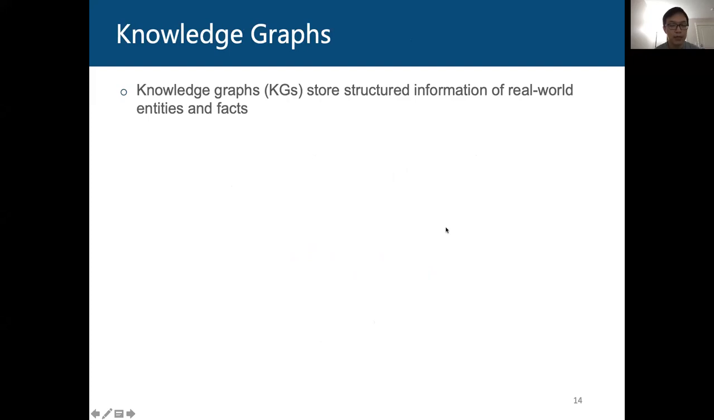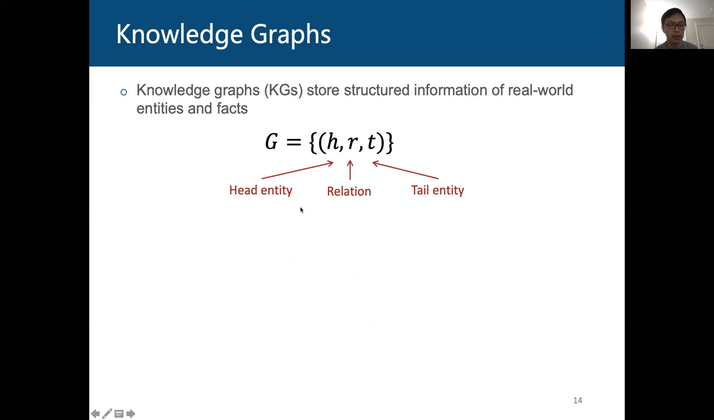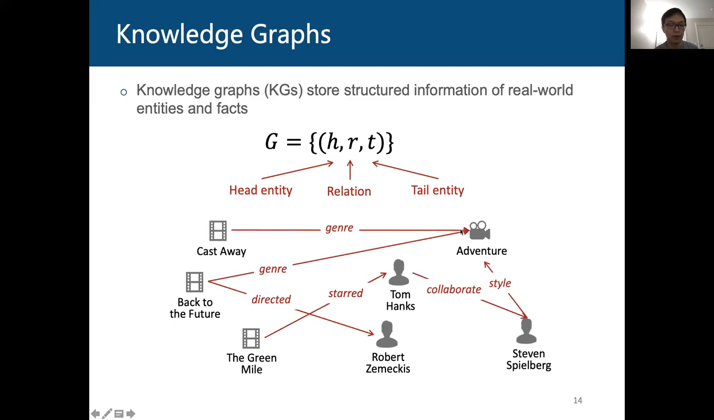So first, let's see what knowledge graphs are. Knowledge graphs store structured information of entities and facts. A knowledge graph usually consists of a set of triples (h, r, t). Each triple means that the head h is related to tail t through this relation r. Here we give an example of a movie knowledge graph, where you can see that the nodes are entities, like movies and actors, and edges represent their relationships.